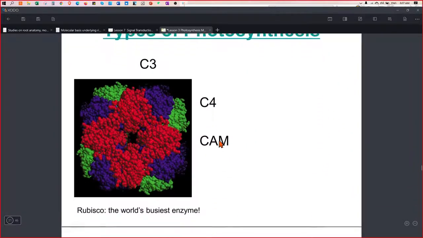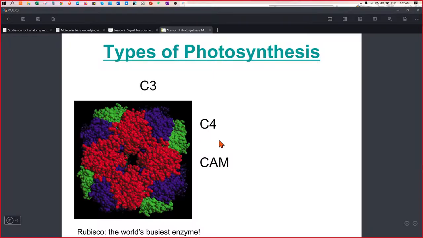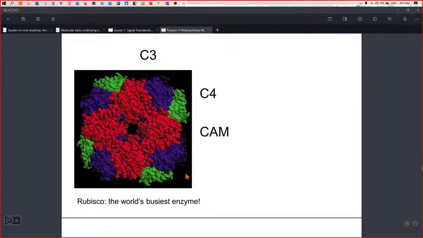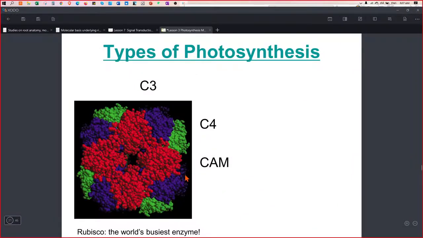Okay. Right, so we're going to continue with the types of photosynthesis now. So in general, even though the basis of photosynthesis is somewhat similar throughout the plant kingdom, I mean any photosynthesizing organisms for that matter, there are types, okay? Because plants are very unique. I think there are about 400,000 plant species on this planet.